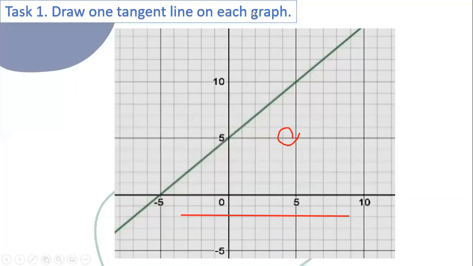For our third example, we have here a straight line or a linear curve. So straight line lang siya. So the tangent line to this straight line is also the line itself.